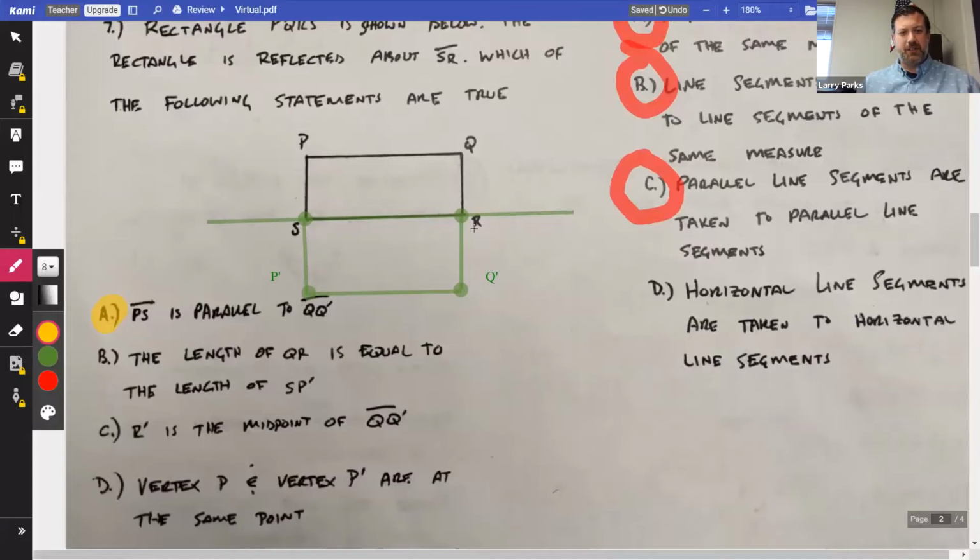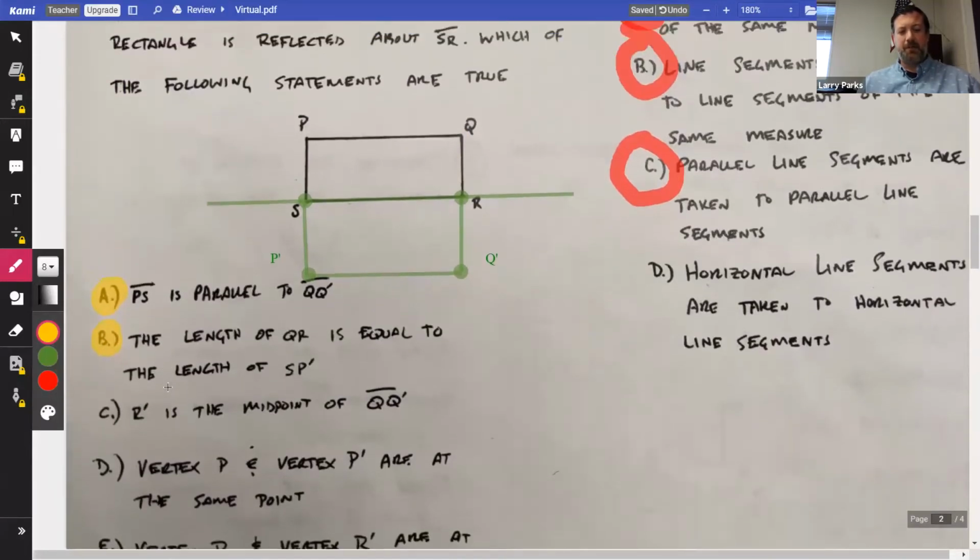The length of QR, where's QR? Here, is equal to the length of SP prime. So are those equal? In a rectangle, this side equals this side. And then when you reflect it, it's going to be the same. So that one's going to be true also. R prime is the midpoint of Q prime. Where is Q prime? Here's Q prime. Is R in the middle? Yeah, it was reflected.